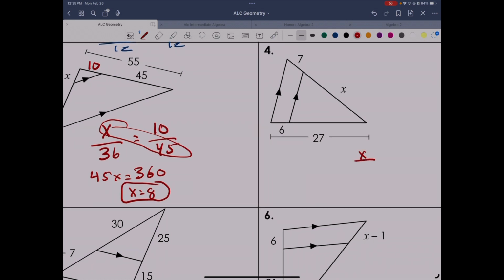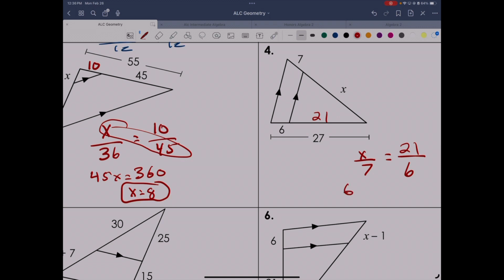So x over 7. I used to always do the pointy one first. What's in my numerator? 26 is in my denominator. What's in the numerator? What plus 6 is 27? 21. Everybody see how I got that? It's 27 minus 6.